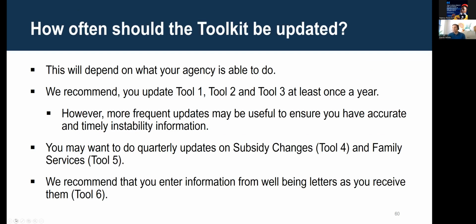The title of this slide is How Often Should the Toolkit Be Updated? How often the toolkit should be updated will depend on what your agency is able to do. However, we recommend you update tools 1 through 3 at least once a year, and more frequent updates may be useful to ensure you have accurate and timely instability information. For example, you may want to do quarterly updates on subsidy changes, Tool 4, and family services, Tool 5. And we would recommend that you enter information from well-being letters as you receive them. This will allow you to identify families you need to follow up with using Tool 6.